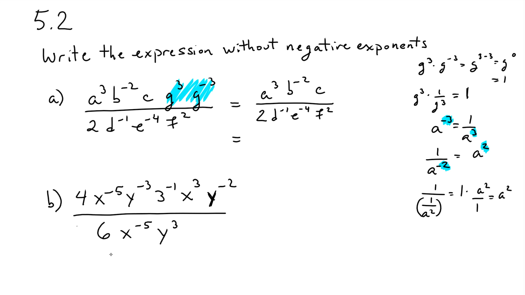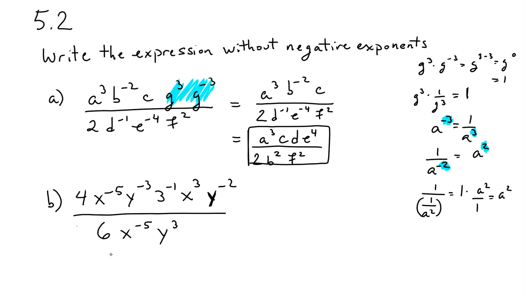So a cubed, the exponent is positive, so I'm going to keep it there. But b to the minus 2 goes down because the exponent is negative, so that's going to be b squared here. c stays where it is. The 2, I kept it there. 2 d to the minus 1 is going to go up so that its exponent becomes 1. e to the minus 4 goes up, e to the 4, and f squared stays there. And I'm done.